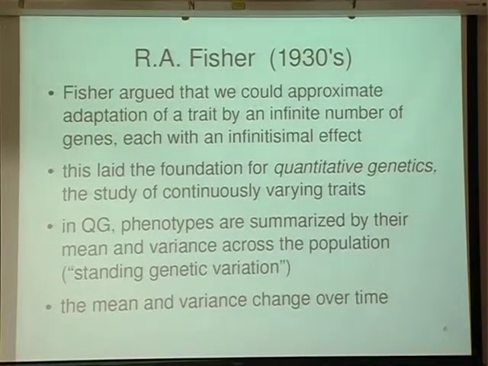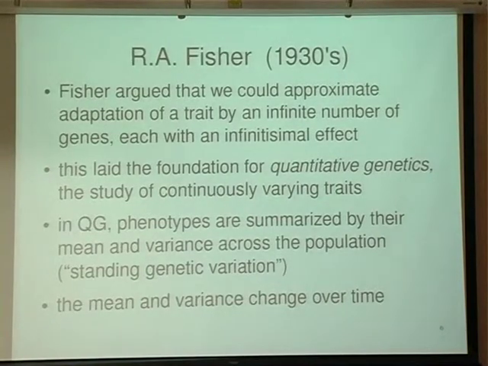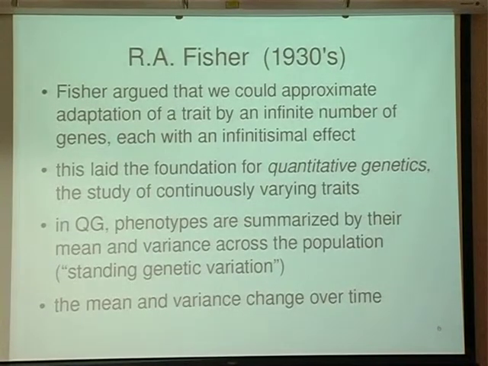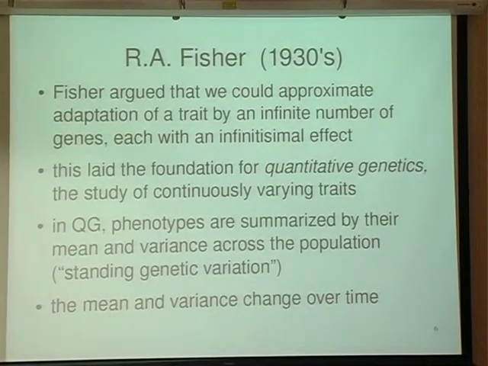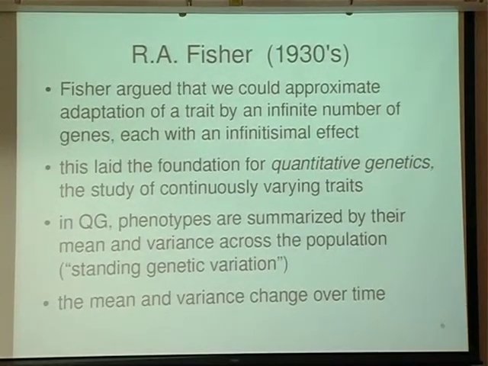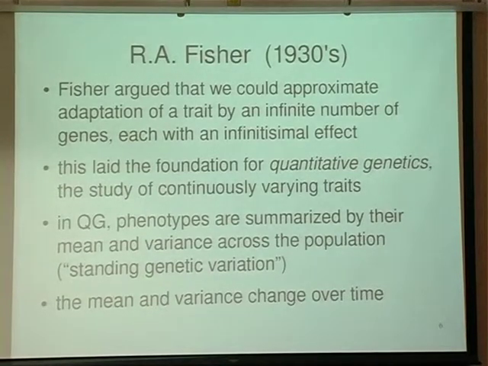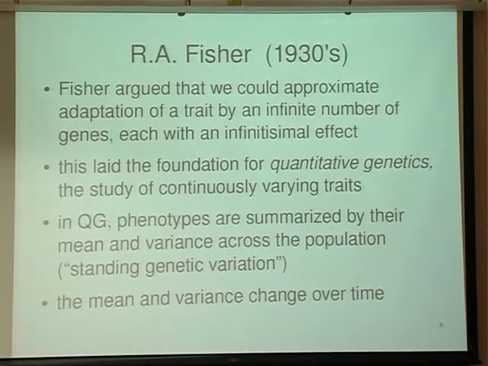And these ideas were reconciled to some extent by Fisher in the 1930s. So he argued that we could approximate adaptation by a series of tiny steps. Even if each step is discrete, if there are many, many steps and each step is really, really small, it's almost as if things are continuous. And that, of course, laid the foundation for quantitative genetics, which you've heard a bit about, I assume. And you heard a little bit this morning already. And in quantitative genetics, phenotypes, as I guess you now know, are summarized by their mean and their variance across the population.